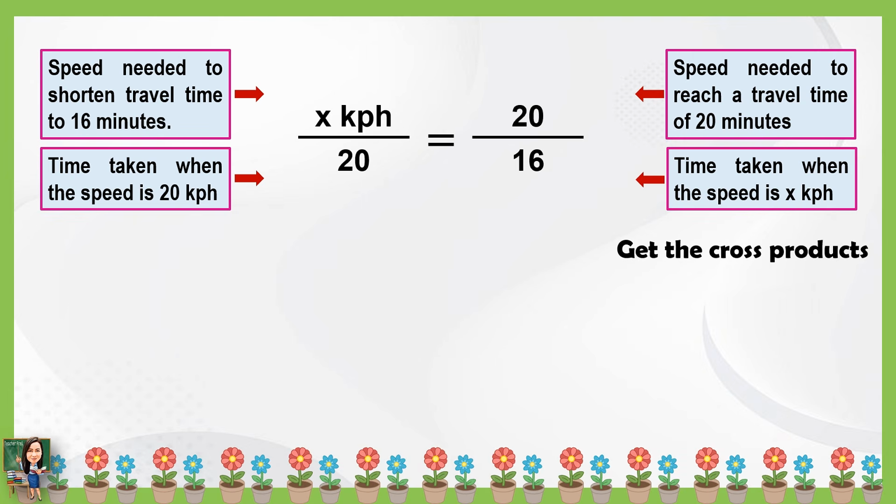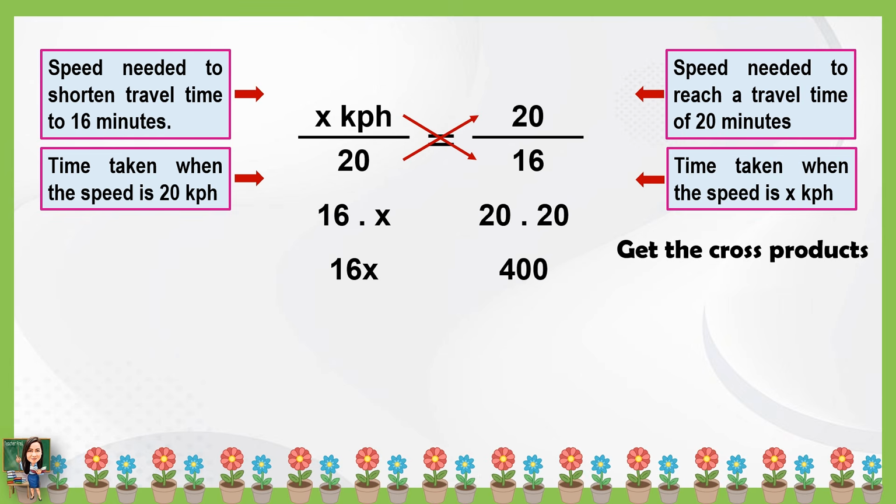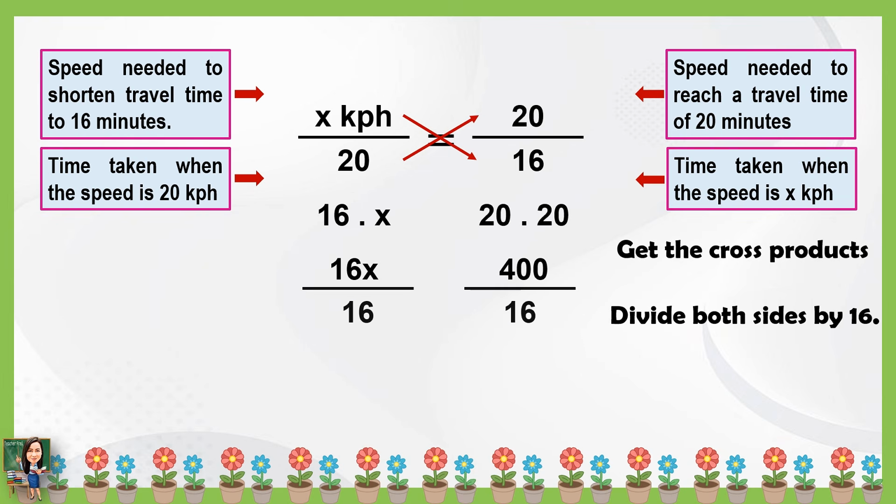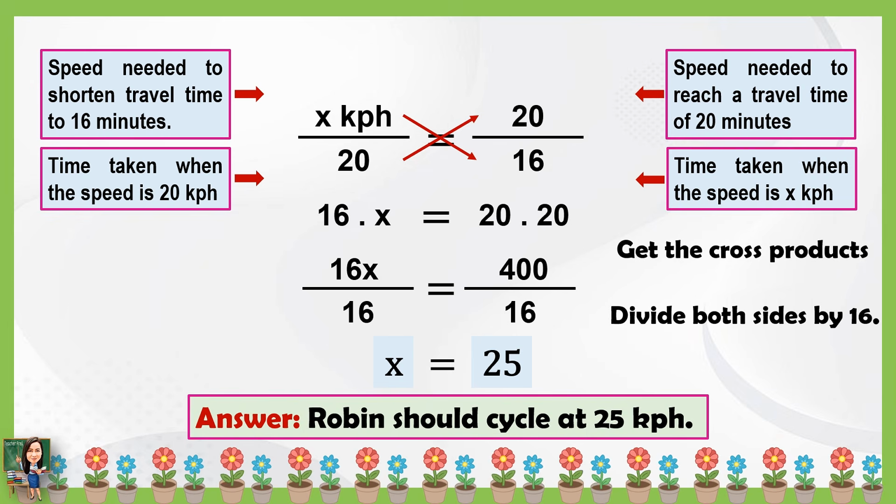Get the cross products. X km per hour times 16 equals 16x, and 20 times 20 equals 400. Divide both sides by 16. 16x divided by 16 equals x, and 400 divided by 16 equals 25. Therefore, the value of x is 25. The answer is Robin should cycle at 25 km per hour.